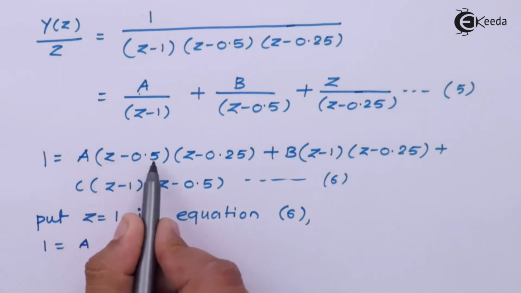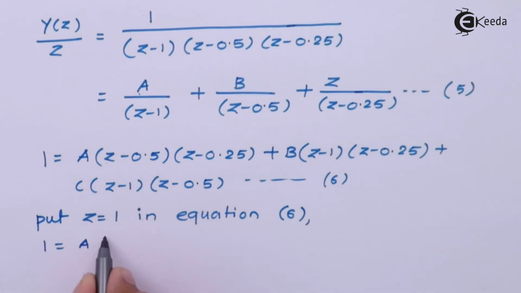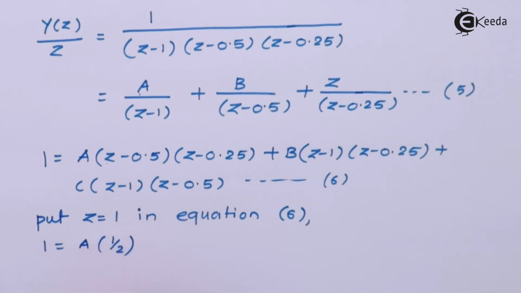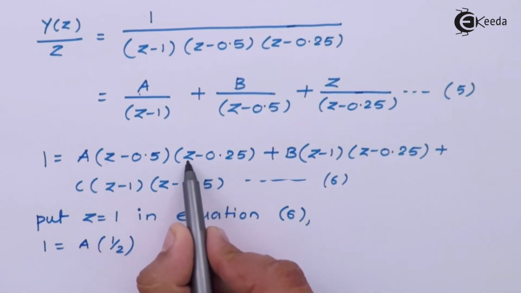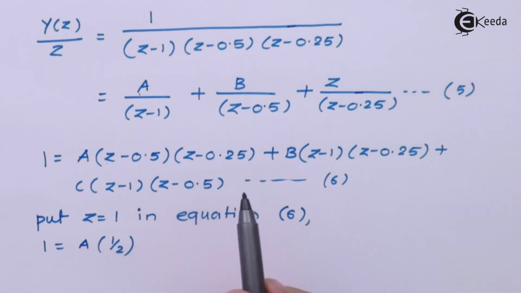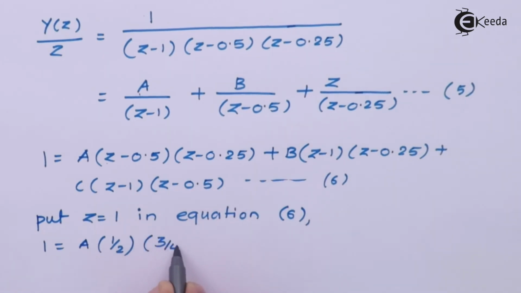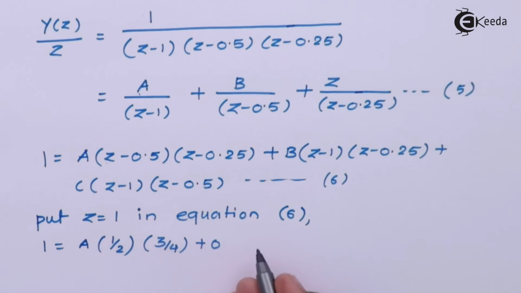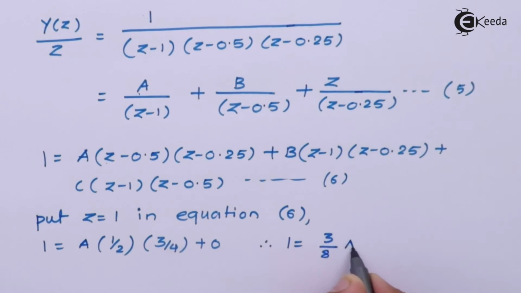Now here this z is replaced by 1, so 1 minus 0.5 is nothing but 0.5, or you can write half also. Similarly, if this z is replaced by 1, then 1 minus 0.25 is 0.75, and you can write that term as 3 by 4 also. And in the rest of the part we have a 0. Now just do the multiplications. So 3 into 1 is 3, and 4 twos are 8 we have. So what will be the value of a? Just shift this 3 by 8 to the left hand side, then that will be 8 by 3.